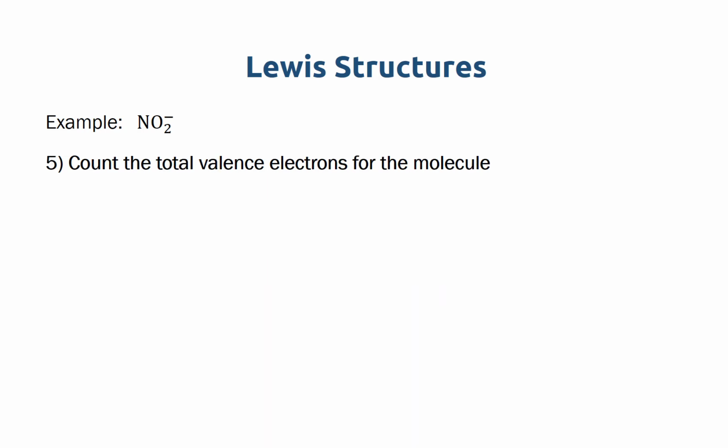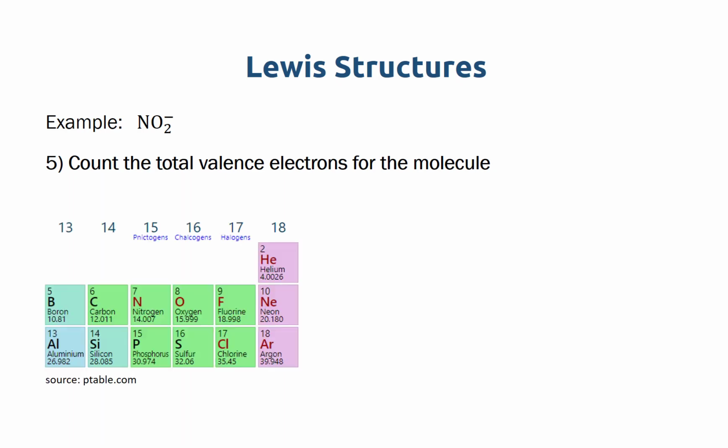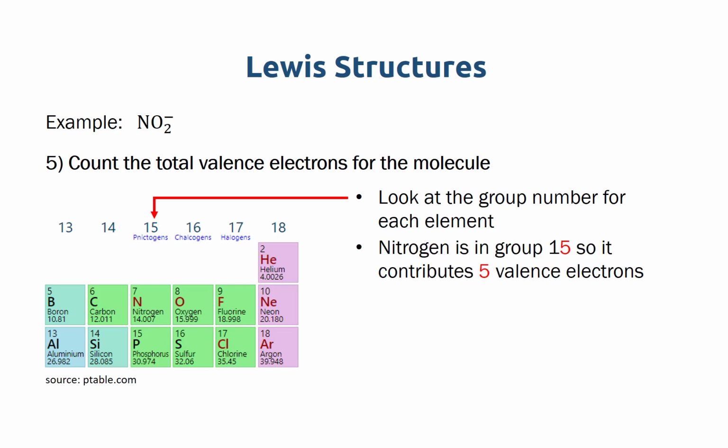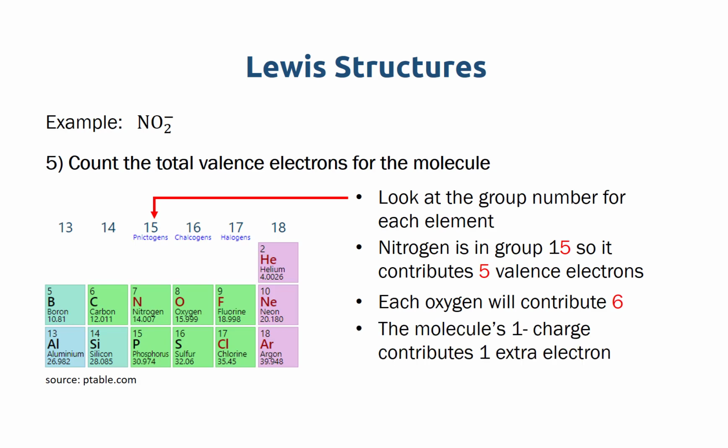We're going to do this by counting the total valence electrons for the molecule. As a refresher, the way we're going to do this is by looking at the group number for each element. The group number is the number at the top of each column. So since nitrogen falls in group 15, it will contribute 5 valence electrons. And since oxygen falls in group 16, it will contribute 6 valence electrons. Finally, because our molecule has a charge, we are going to take that into account. A negative charge will contribute 1 extra electron, whereas a positive charge will remove 1 electron.